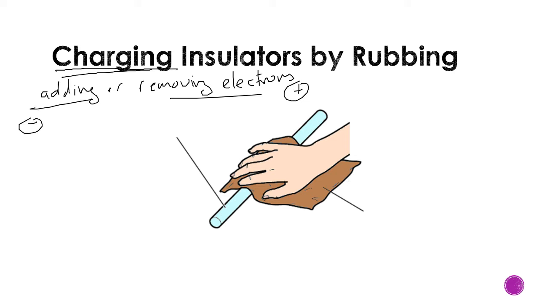negatively charged. And when it comes to insulators, things like plastic or wood or wool or anything else of the sort, you can charge this by rubbing.